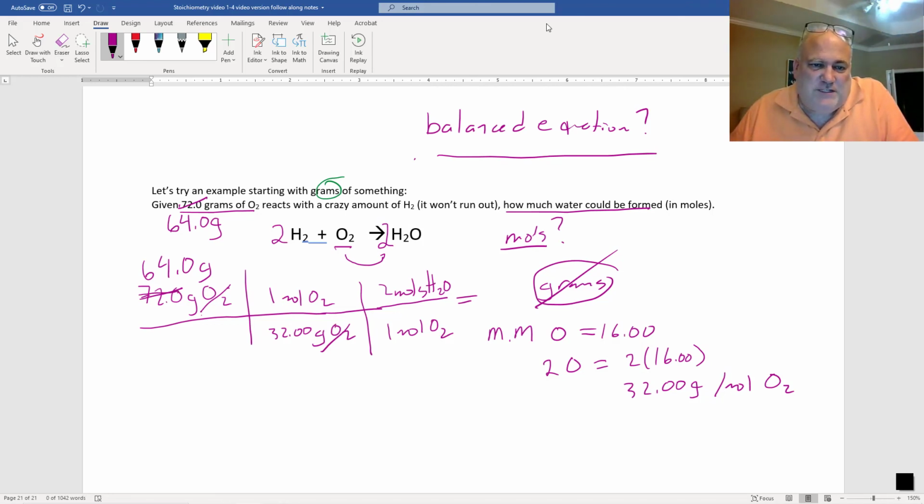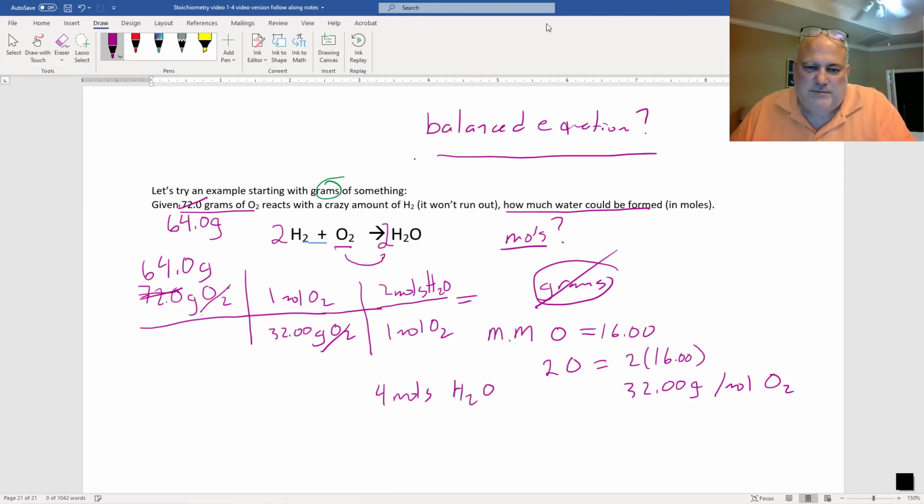So if I start off with 64, I know this is a terrible way to teach, but I don't want to have to go back and do some math and take even more time than I'm doing right now explaining this. But if I go 64 divided by 32, wouldn't that give me 2? And then 2 times 2, wouldn't that give me 4? So wouldn't I have 4 moles of H2O altogether?